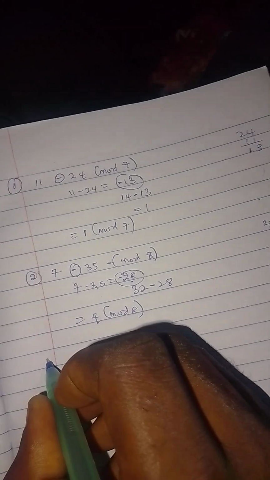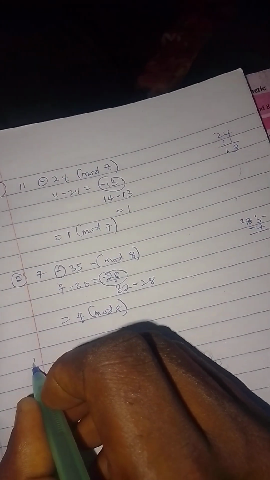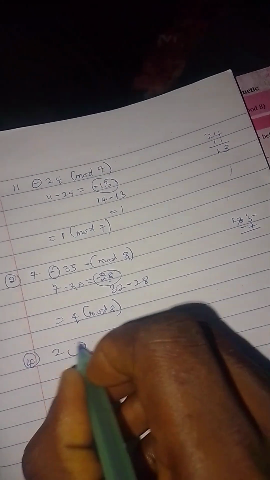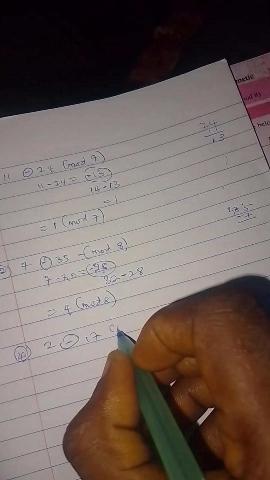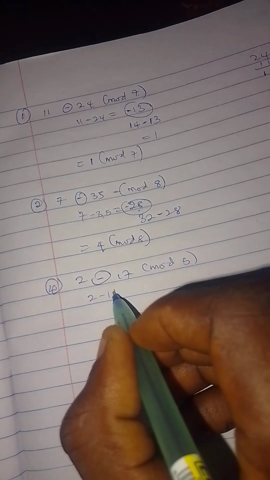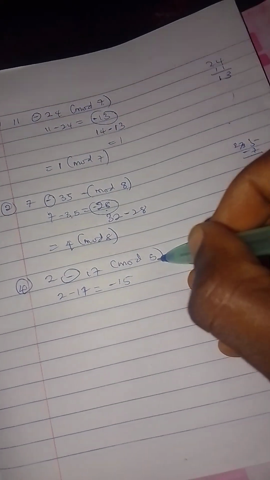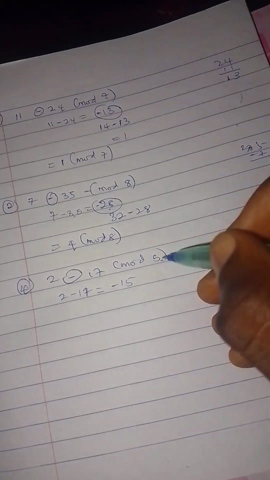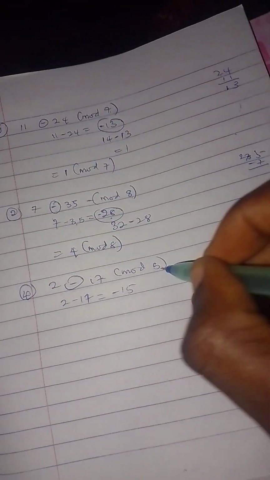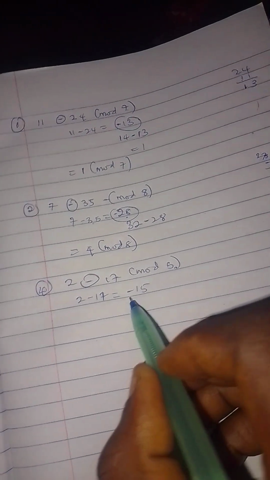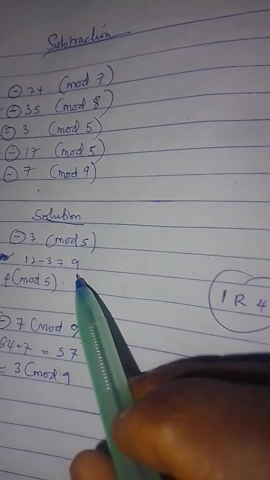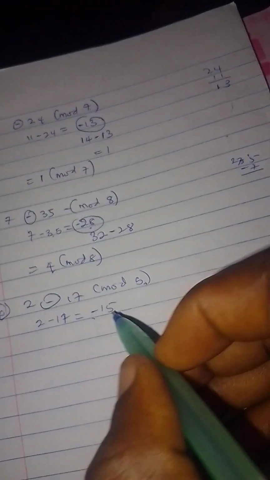Then let's do the last question, which is question 4: 2 minus 17 in mod 5. So let's go. 2 minus 17, what's that? That's minus 15. So you start taking the multiples of 5. 5 times 1 is 5, 5 times 2 is 10. Why am I doing this? Because I have a negative one. The ones I solved with positive, I didn't do this.